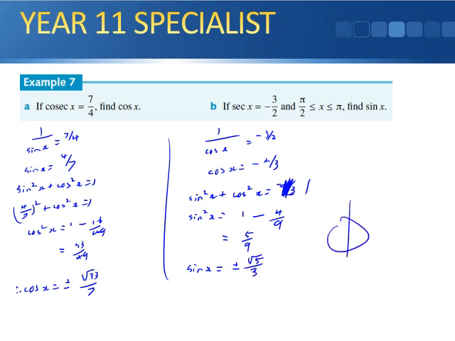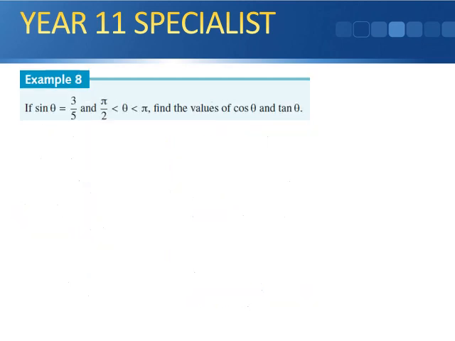But we want it in the second quadrant between pi over 2 and pi, and sine in the second quadrant is positive. Therefore we get sine x equals the square root of 5 on 3 only. We don't need to worry about the other one.